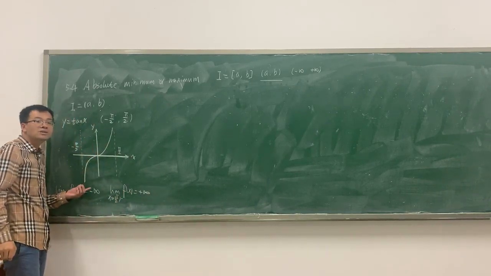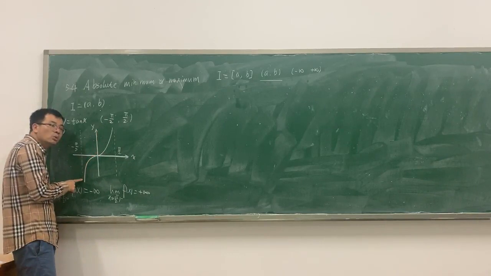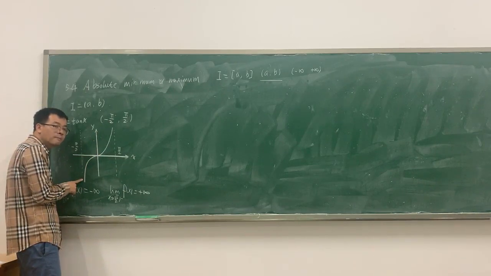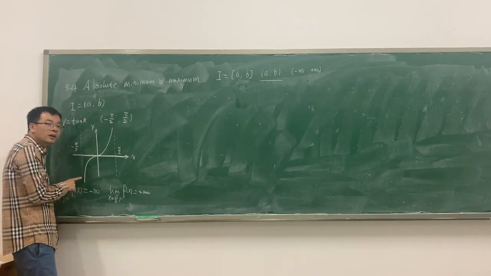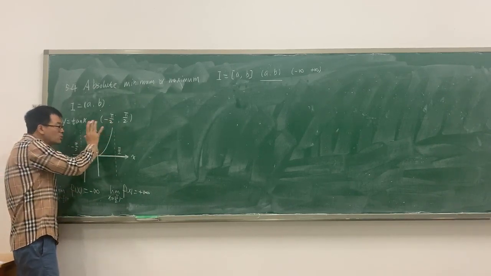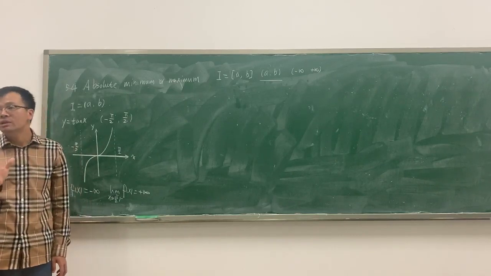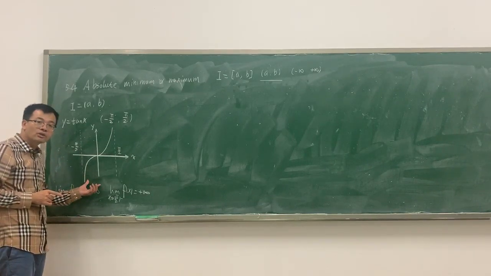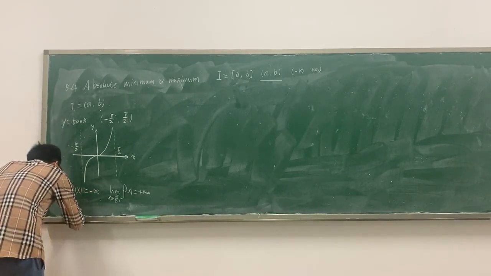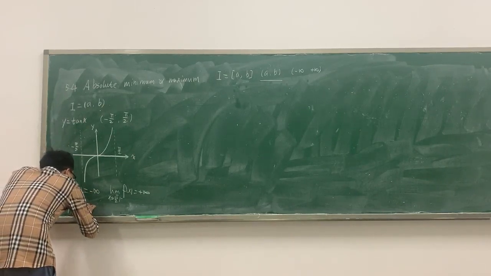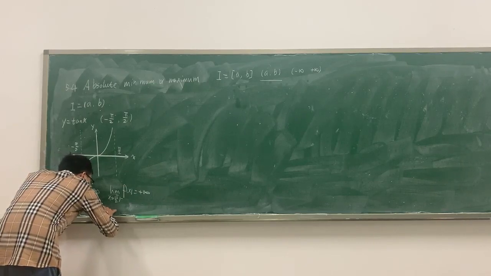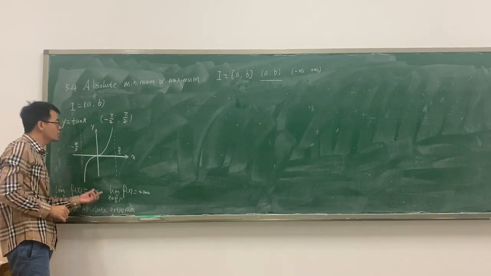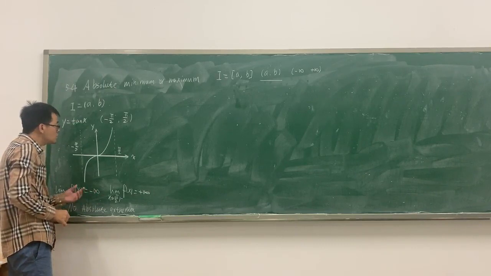So for this function, do we have the absolute minimum or absolute maximum? Actually, for this function in this interval, we do not have an absolute minimum or absolute maximum. So for this case, we have no absolute extrema. So this is the first example.